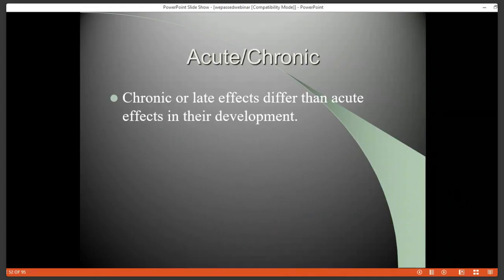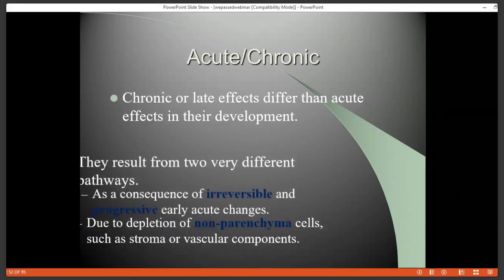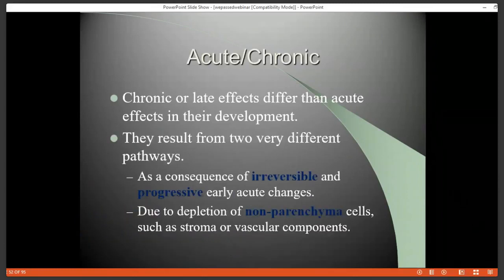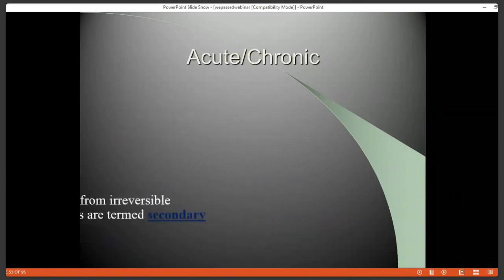Chronic effects, however, or late effects, differ in how they develop, right? And there's two different chronic effects or long-term effects. Basically, as a consequence of irreversible and progressive early acute changes as they accumulate. And it's due to the depletion of non-parenchymal cells, the non-functional cells, but we're talking about here the support cells, stroma and vascular components associated with the tissue itself, destruction in that area.